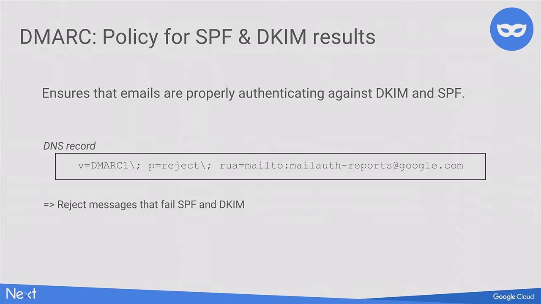So this is an example for the google.com record. You can see the policy is set to reject messages failing DKIM and SPF. It also requires the server to send an aggregate email with a list of failures. So the recipient domain, the sender domain impersonated, is able to figure out what's happening.